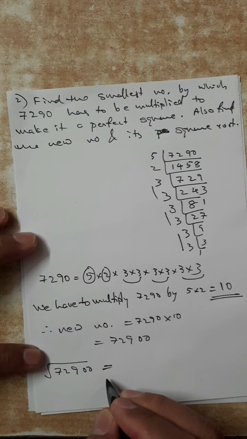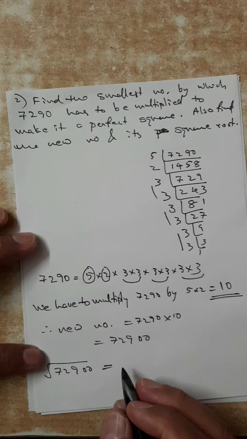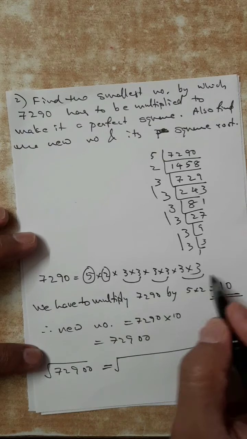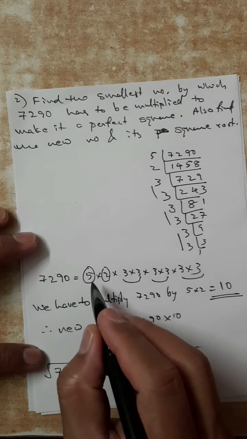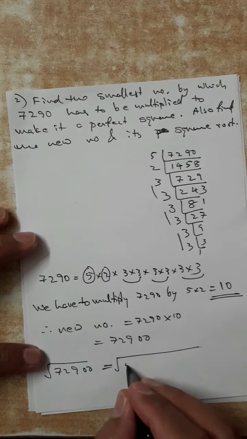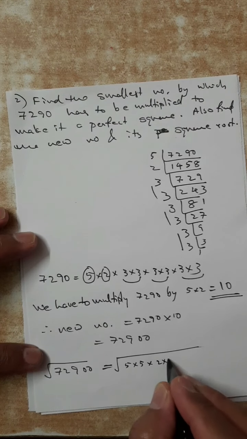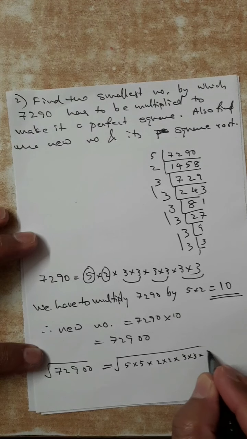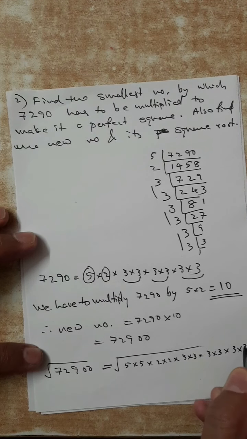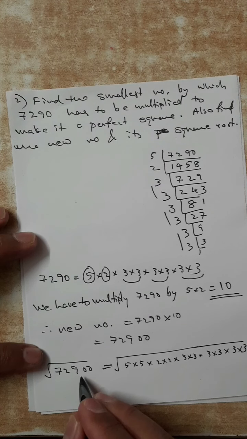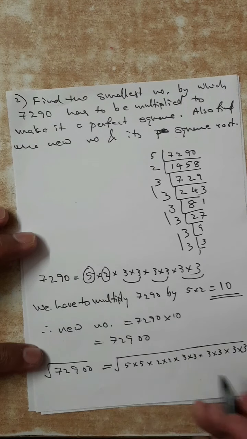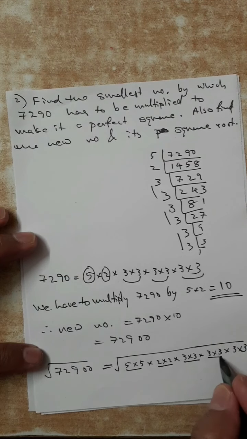Now the square root of the new number 72900. The square root of 729 we already know. If we have not memorized it, the procedure is also explained. Same things we will copy again, only one more 5 and one more 2. 5 into 5 into 2 into 2 into 3 into 3, 3 into 3, 3 into 3. So we are not doing prime factorization a second time. The same prime factors are copied, and the 5 and 2 we gave are added. So this is complete now.